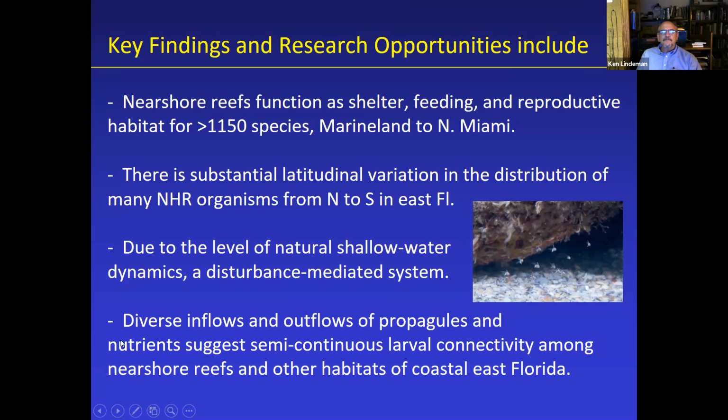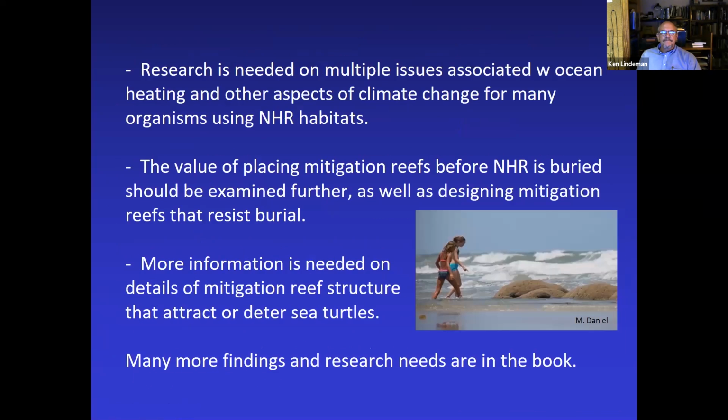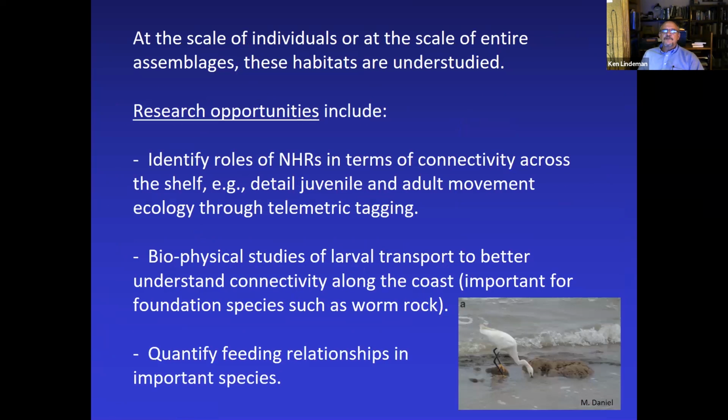These are just a few of the primary findings. Chapter 9 is loaded with findings that are collated by organism groups and management. So at the scale of individuals or at the scale of entire assemblages, these habitats are quite understudied. There's a variety of research opportunities which are laid out in a variety of organism-specific sections in chapter 9 of the book. Some of the research opportunities that we identified for this presentation include the need to identify the roles of nearshore reefs in terms of connectivity across the shelf.